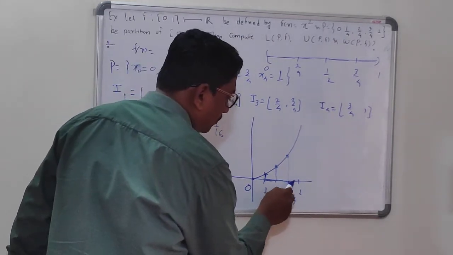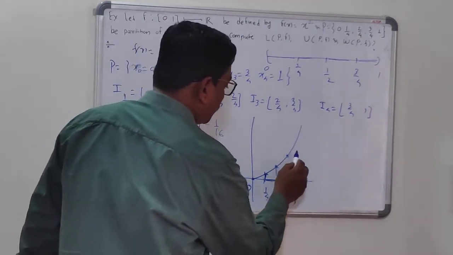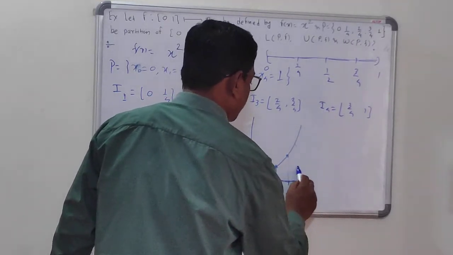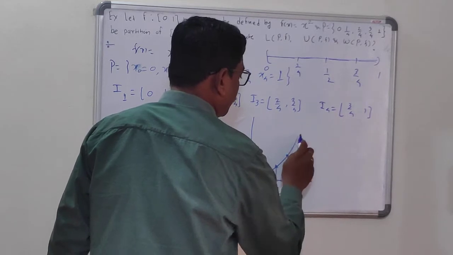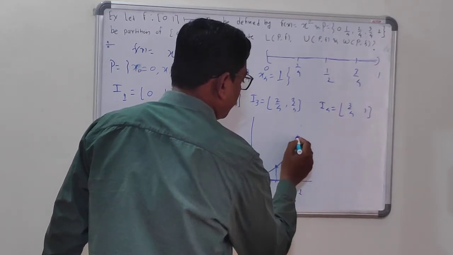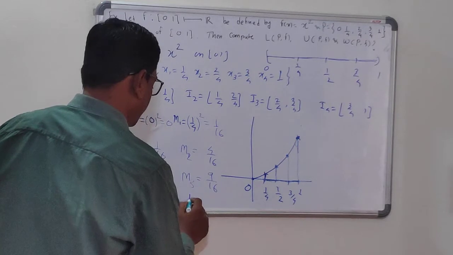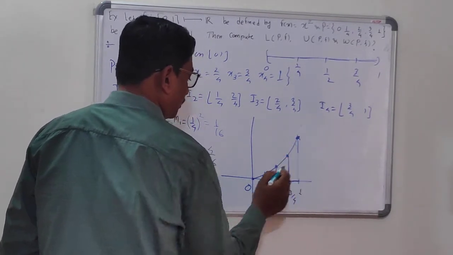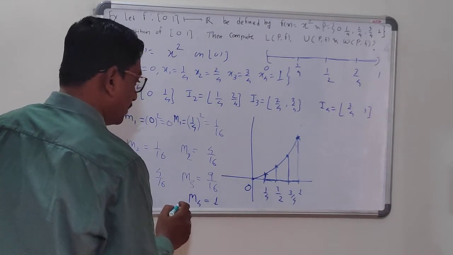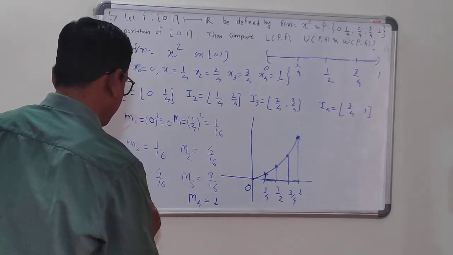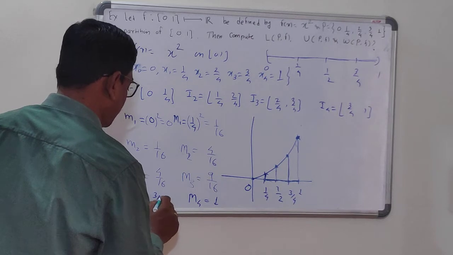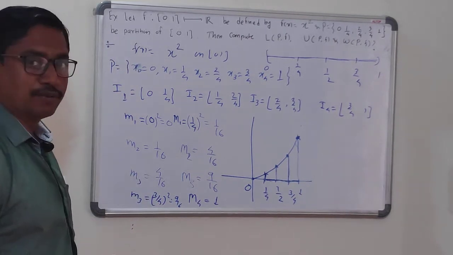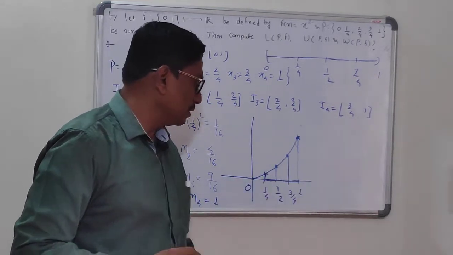Lastly, on this subinterval, at this point we have the highest value. Let me draw the graph in between only. The highest value of the function, M4, is 1, and in this subinterval the infimum is (3/4)², that is m3 is 3 by 4 squared, that is 9 by 16. So all these are the calculations of infimum and supremum in each particular subinterval.